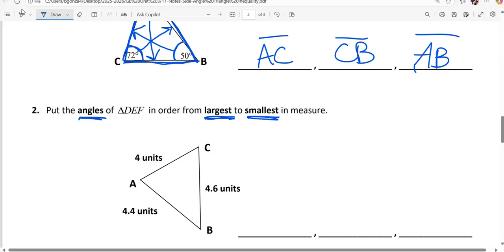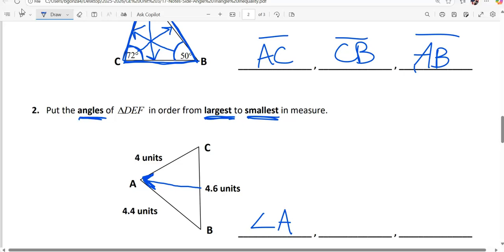What's the largest side length here? 4.6. So just like last time, I'm going to draw an arrow straight across, and it's pointing to what angle here? It's a one letter, and it is angle A. So you're going to draw the angle symbol and then A. Angle A is across from the largest side.